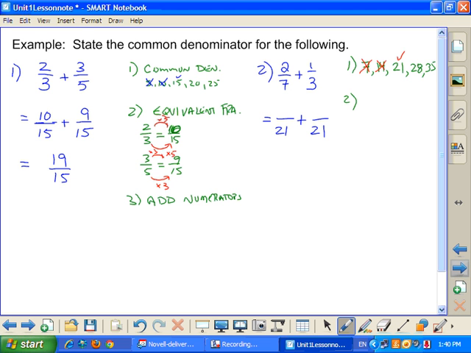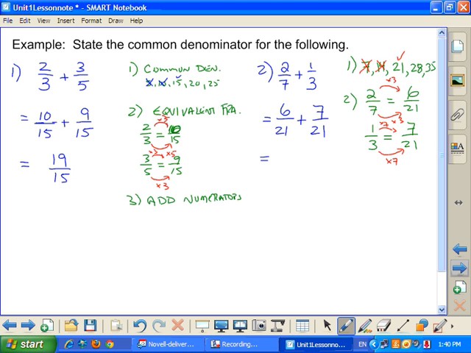Step 2, equivalent fractions. 2/7 has to equal something over 21. And 1/3 has to equal something over 21. So I have to multiply by, in this case, 7 times 3. So that means I'll do that to the top. 2 times 3 gives me 6. Hopefully I did it properly this time. The bottom one, 3 times 7 gives you 21. 1 times 7 gives you 7. So now you've just given me equivalent fractions.